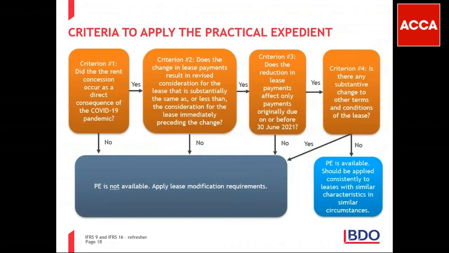Now, this flowchart summarizes all the criteria that must all be met in order for a lessee to be able to apply the practical expedient.